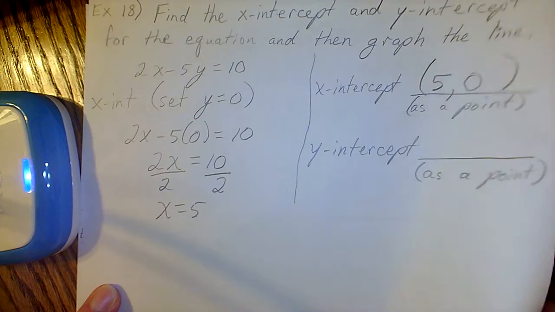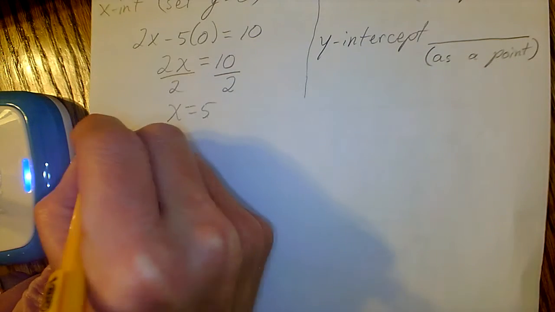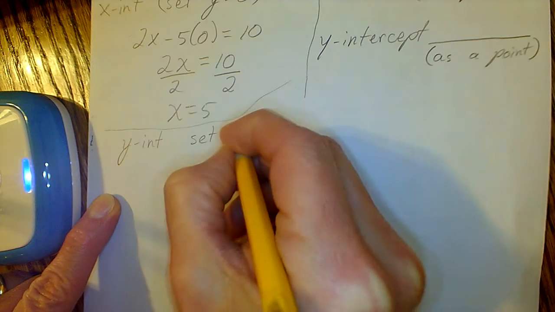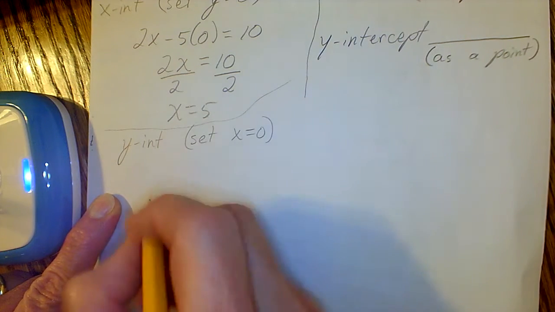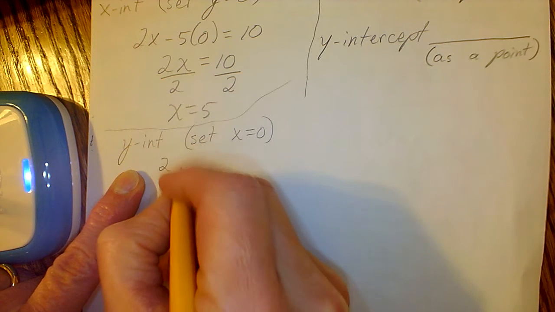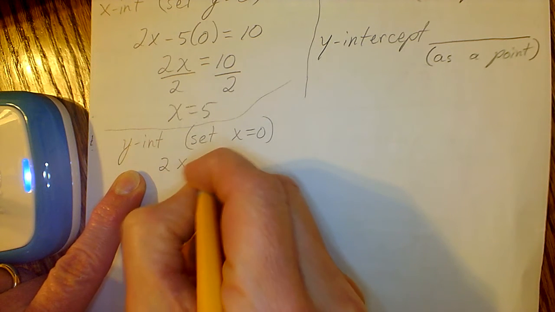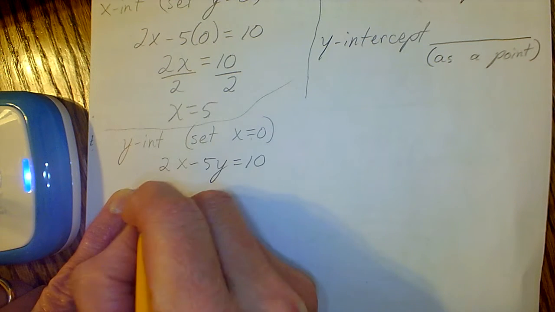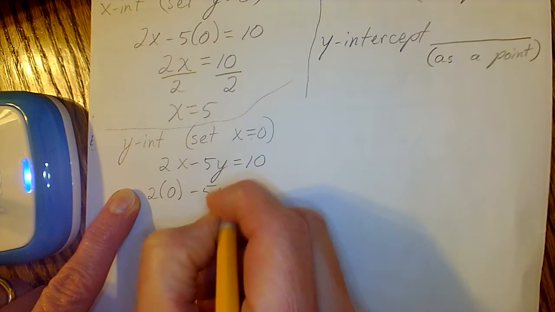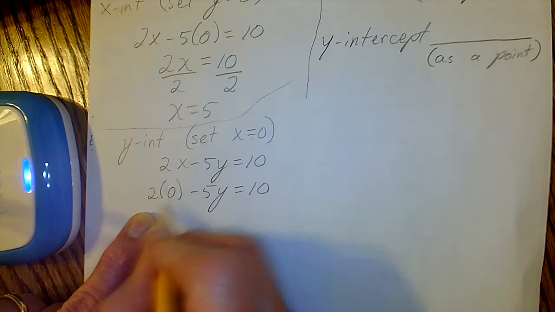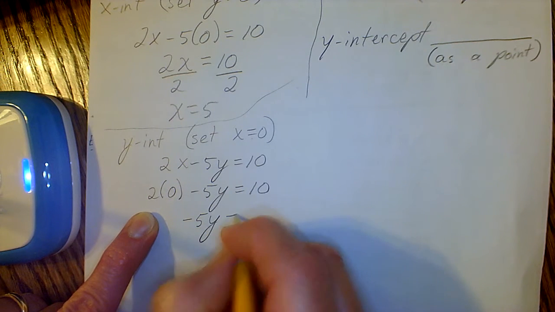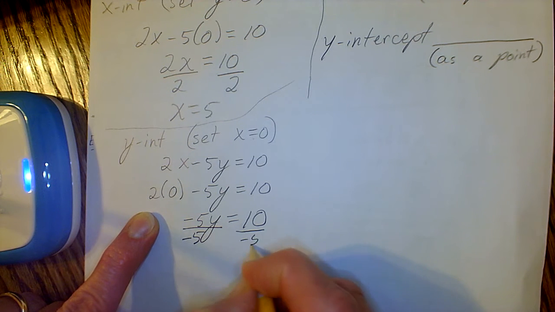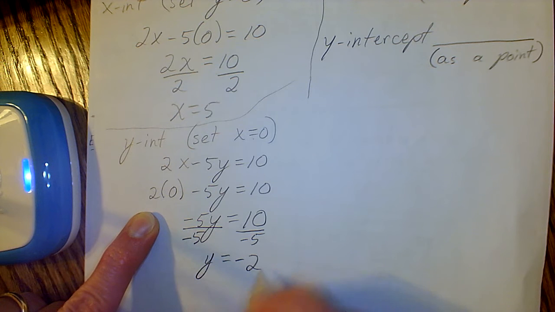Now let's find the y-intercept. So we find a y-intercept by setting x equal to 0. So let's do that. Remember the problem said 2x minus 5y equals 10. So I'm just going to rewrite that again so you can see it. I'm going to set x equal to 0 this time. 2 times 0 minus 5 times y is equal to 10. This part becomes 0, so I have negative 5y equals 10. And now I divide both sides by negative 5, and that gives me y is equal to negative 2.